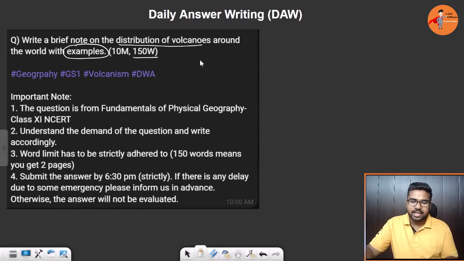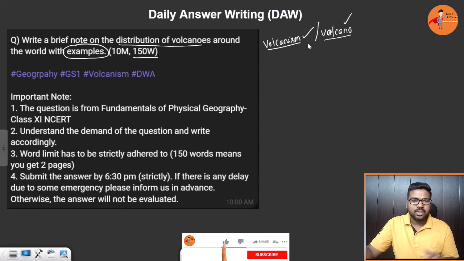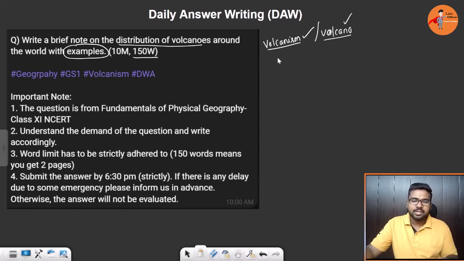So what will we write in the introduction? We will simply begin with what is volcanism. A brief introduction of volcanism, or simply write what is a volcano. It's simply a vent through which the hot magma or lava erupts. That's it. And what is the reason behind it? Simply you mention the radioactive decay within the interior of the earth and the primordial heat which generates convectional currents.